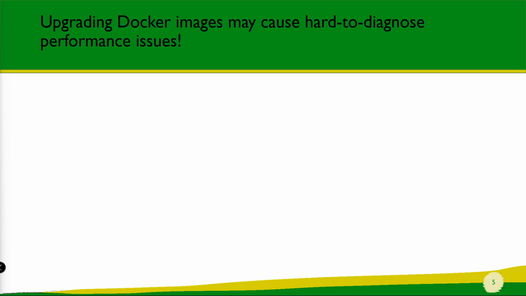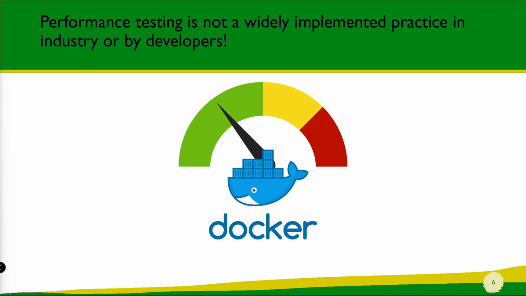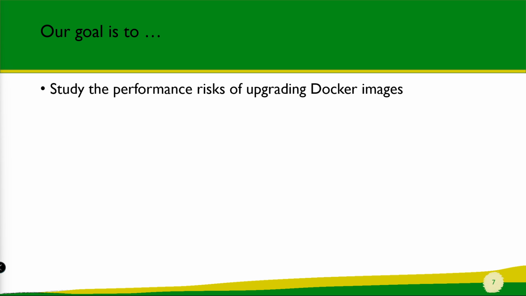However, upgrading a Docker image will change the main application and its dependencies. For example, upgrading the WordPress Docker image will change the WordPress, Apache, and PHP version of the application. And we believe upgrading Docker images may cause hard to diagnose performance issues. Performance testing is not a widely implemented practice in industry or by developers. Our hypothesis is that the same applies to Docker images as well. So that's why we decided to study the performance risks of upgrading Docker images.